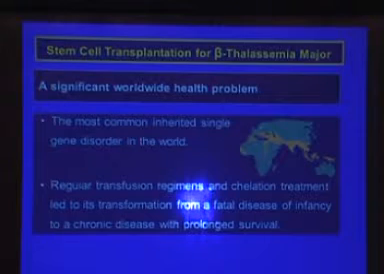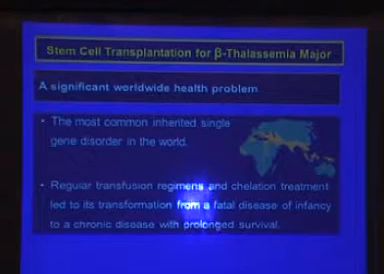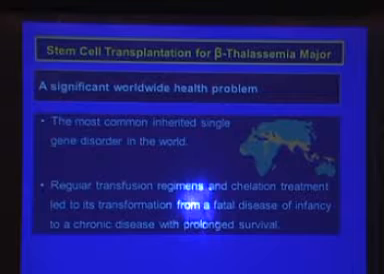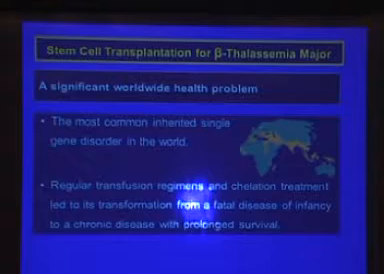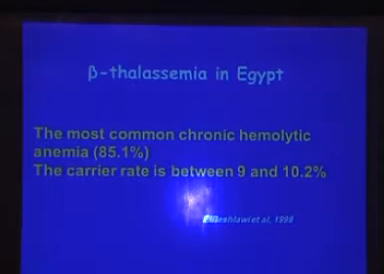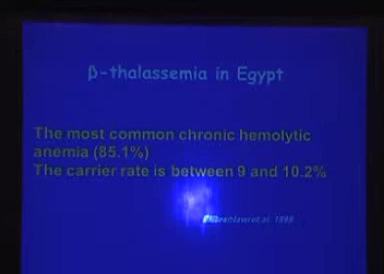When we talk about thalassemia, it's the most common inherited single gene disorder in the world, and better blood transfusion and better chelation have transformed it from a fatal disease to a chronic disease with prolonged survival. And bone marrow transplant, as just said, is still the only curative line of treatment up to now for such a disease. Again, in Egypt, and according to Professor Nani Bishlawi, it's the most common chronic hemolytic anemia with a carrier rate of around 10%.